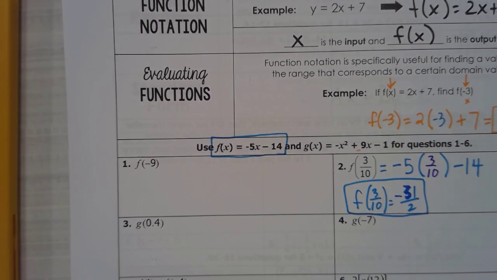All right, y'all try number 4. g of negative 7. Do we still have to use 5x? No, you're going to use g.